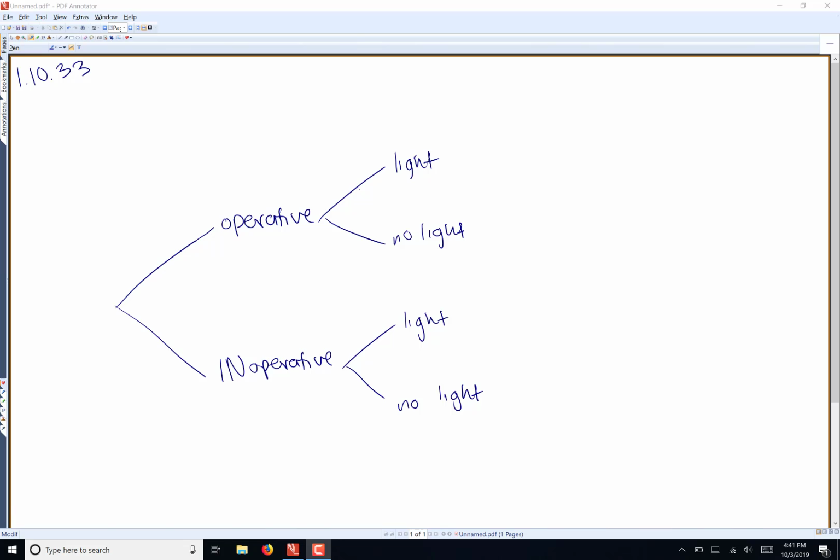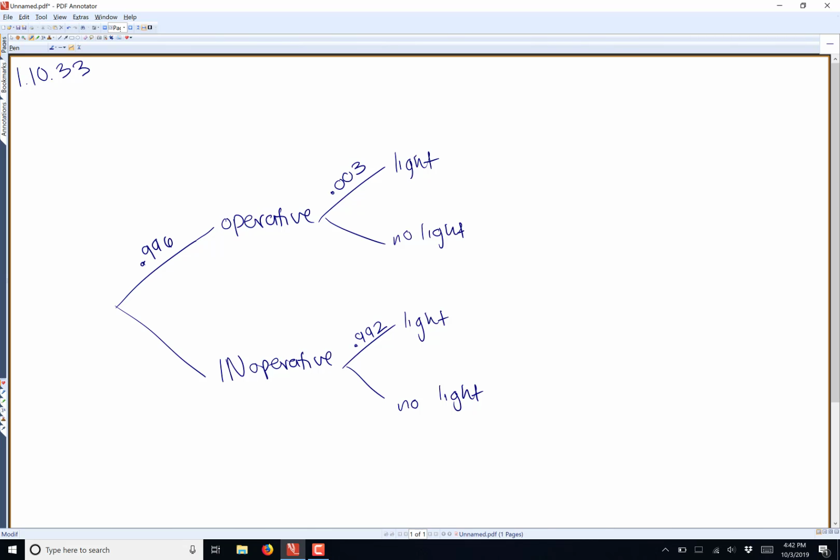Okay, so it says if it is inoperative, so we go down to inoperative, then there is a 0.992 probability that the light comes on. But it says even if it is working, there's a 0.003 probability that the light will come on. So if it's operative, then you have a 0.003 probability that the light will still come on. And it says you have a 0.996 probability that the pump works. So 0.996 that it works.